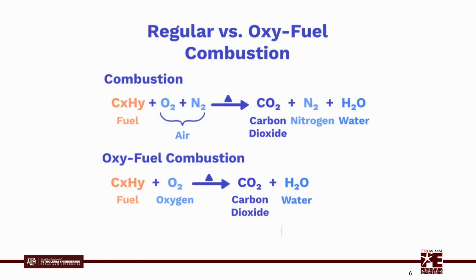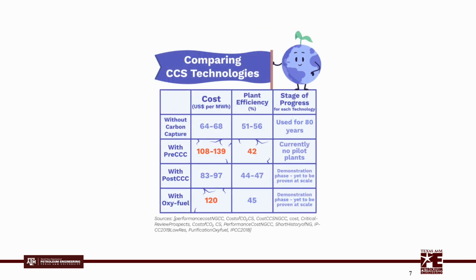Here we can see how the chemical equations differ for the combustion methods that we have previously discussed. We can see that the cost per megawatt hour of electricity for traditional power plants is much lower than for those with CCS technologies. We also notice that plant efficiency is lower for CCS technologies.